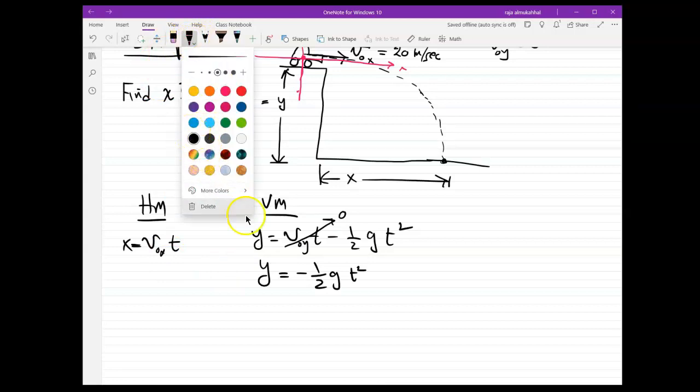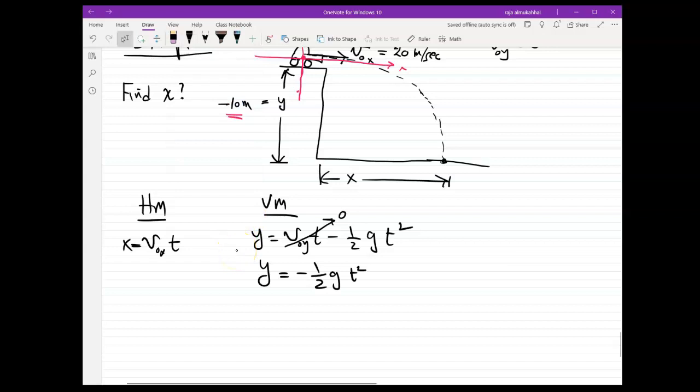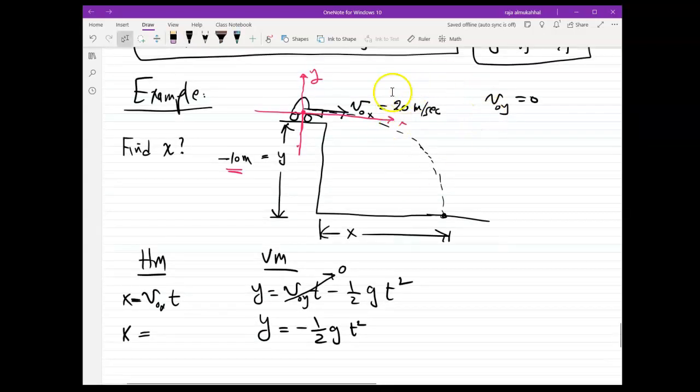So again, like I said, just write down everything that you got. I'm looking for x, I don't know what it is. V naught x is given to me, it's right here. So I have 20 times t. I have this equation right there.